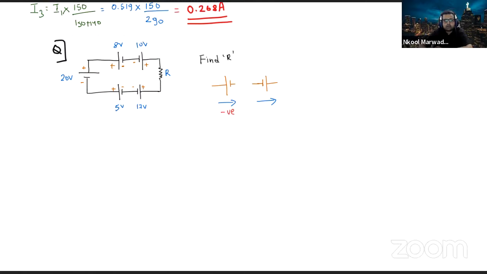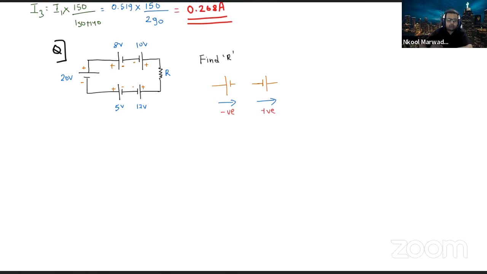Now let us see. First, let us suppose we are starting from 20 volt, then 20, then 8, then 10, and then 7, then 5. And let us suppose the voltage drop across R, let it be V1. Because we have seen that across every resistance there is a voltage drop. Let it be V1.